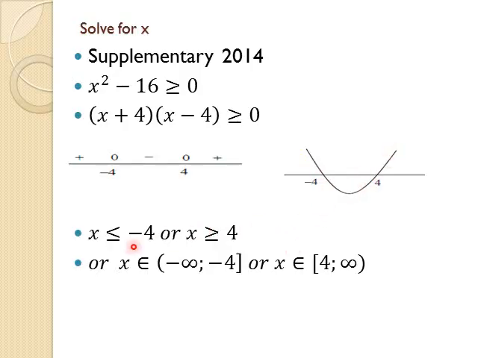Therefore, I can also write it as x an element of: less than negative 4 means I'm going all the way to negative infinity, which I don't know where it ends. Therefore, open parentheses, till negative 4 because it's equal there, close brackets. Or x an element of, starting from 4, closed bracket, going to positive infinity, because I don't know where infinity ends, open parentheses.